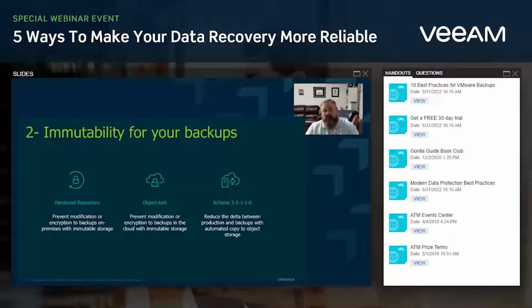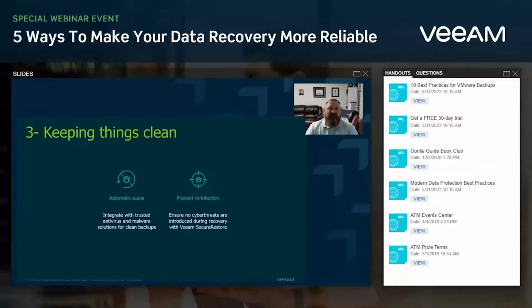And then finally, what we've been talking about in this whole slide is achieving that 32110, with Veeam being able to automatically copy things over to cloud storage or object storage as soon as the backup's complete, to really reduce that delta between what's on your primary and what's on your backups.